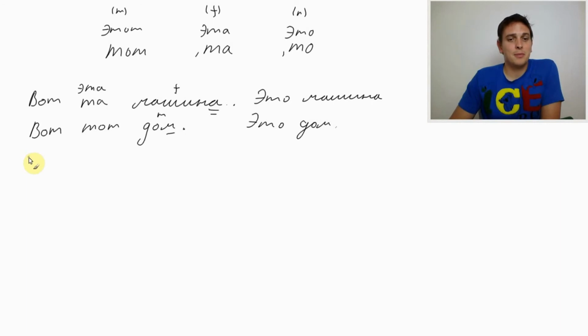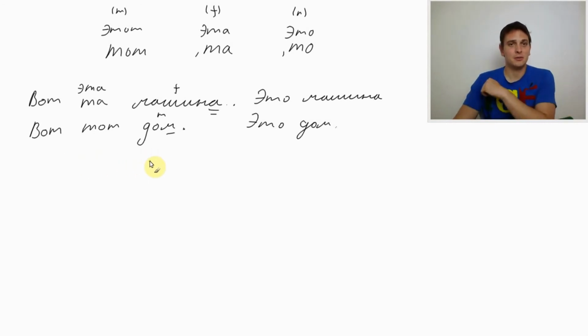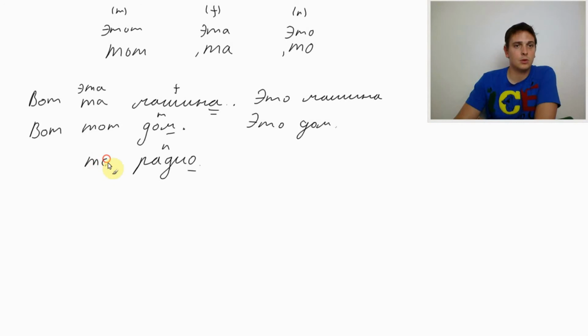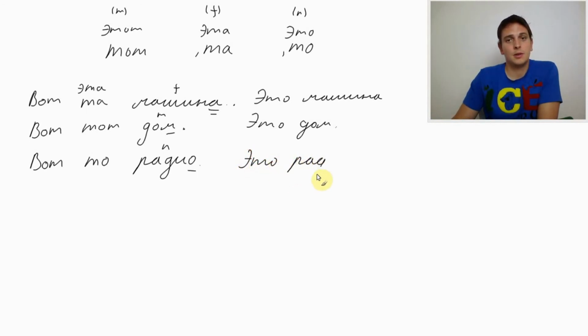Now let's work with радио. How would we say "that radio"? Радио ends in "о", so it's neutral. We would say то радио. That radio. And how would we say "here is that radio"? Вот то радио. And just any radio, "this is a radio"? We would say это радио.